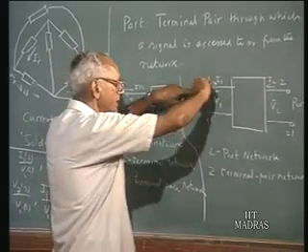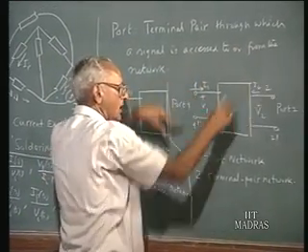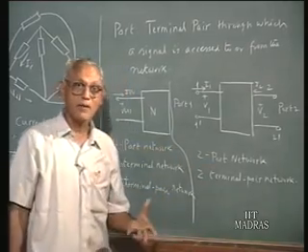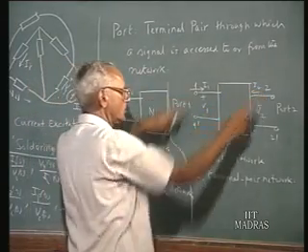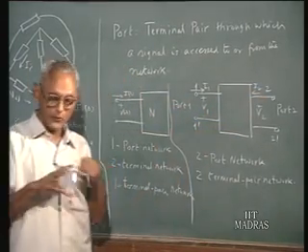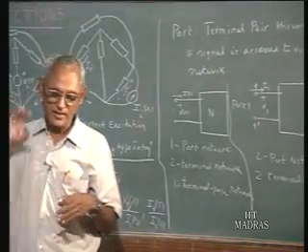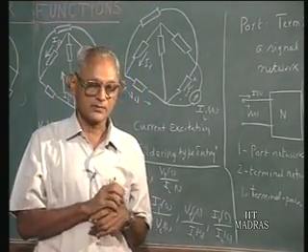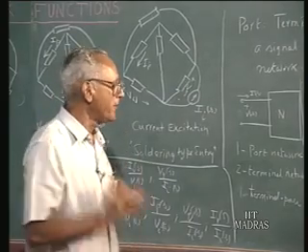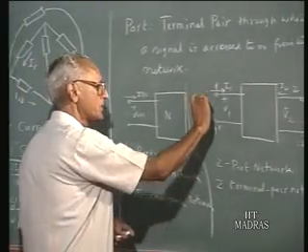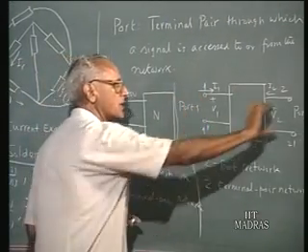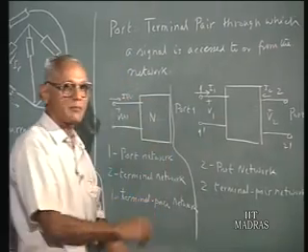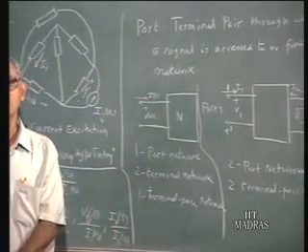We cannot connect an excitation across these two terminals or these two terminals, nor can we measure responses across 1 2 or 1 prime 2 prime. So if we understand clearly that any method of inputting a signal into the network or measuring the response will be associated with specified terminal pairs, either this terminal pair or this terminal pair, but no other terminal pair, then it is definitely a 2-port network.